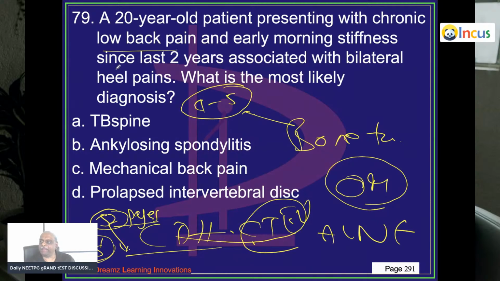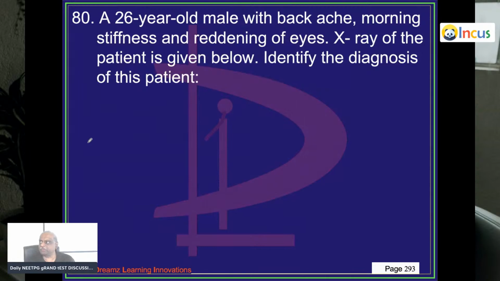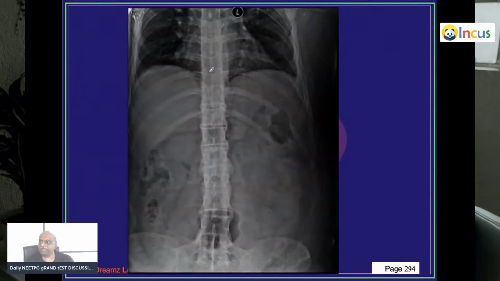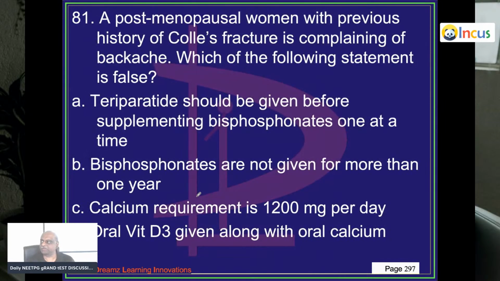A 20-year-old with low back pain, early morning stiffness, bilateral heel pain. What is the diagnosis? Ankylosing spondylitis. Backache, morning stiffness, X-ray of the patient is shown. What do you have? Bamboo spine. That's the reason it is ankylosing spondylitis.